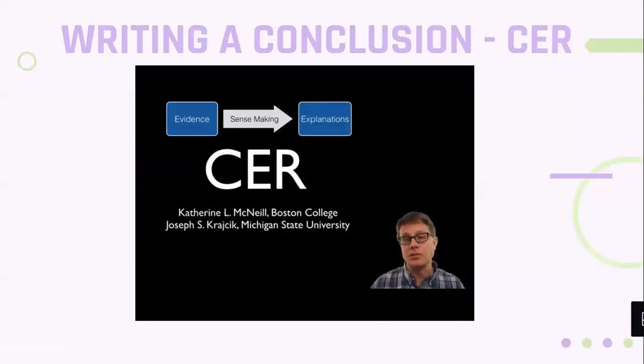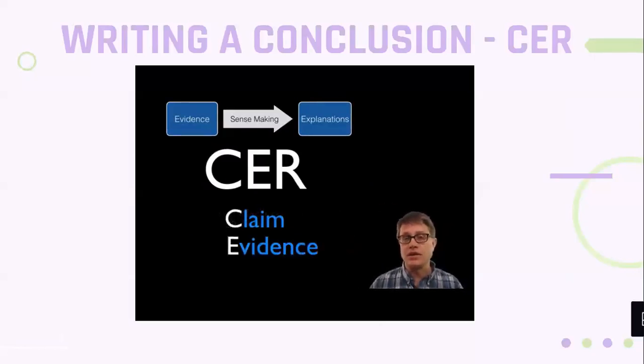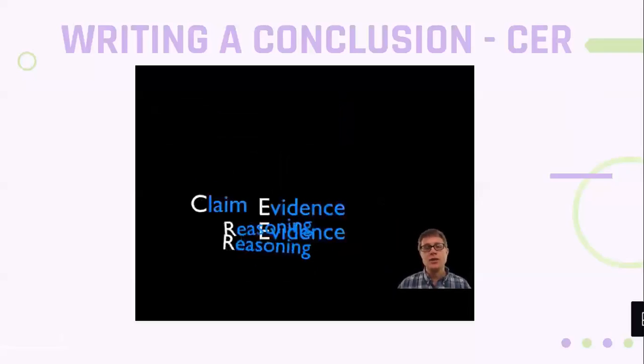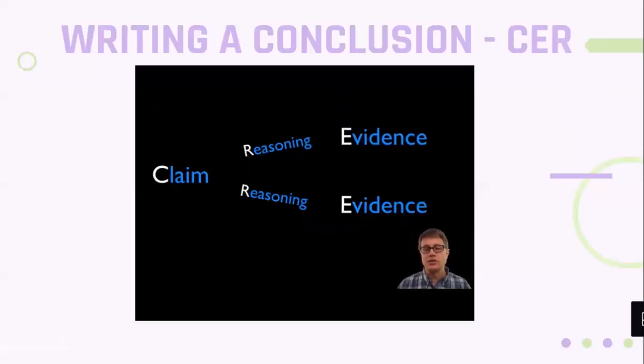It was developed by Dr. Kate McNeil and Dr. Joe Krychek. I'll put links to some of their material down below, but it's an acronym. The C stands for claim, the E stands for evidence, and the R stands for reasoning. Sometimes you'll hear rebuttal added at the end of that. That's looking at somebody else's claim, evidence, and reasoning.